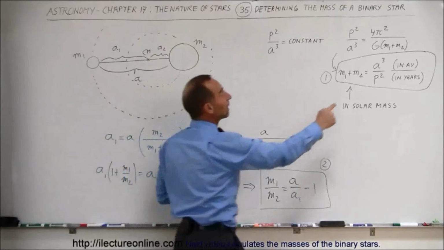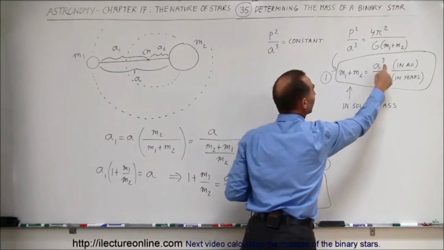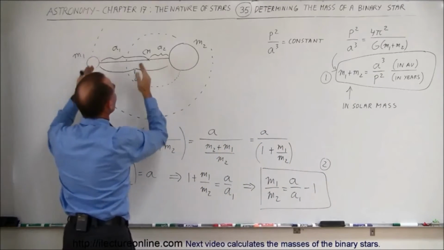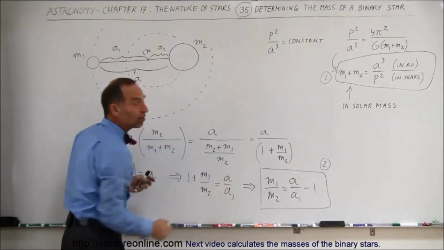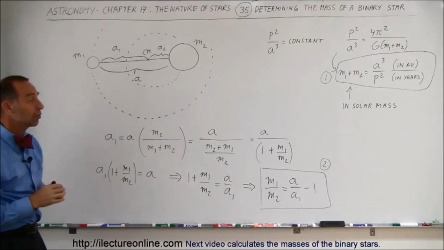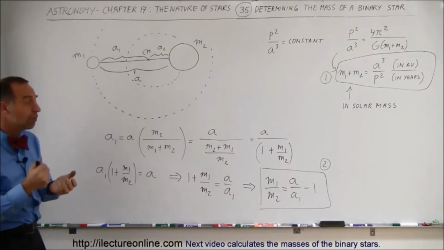Then they measure how long it takes for them to make one complete orbit, and knowing the distance between the objects, they know the period and they know the distance from there to there, the center mass. They can then take those two equations simultaneously and solve for the two masses of the two stars in the binary star system. And that's how we can get fairly accurate measurements of the masses.